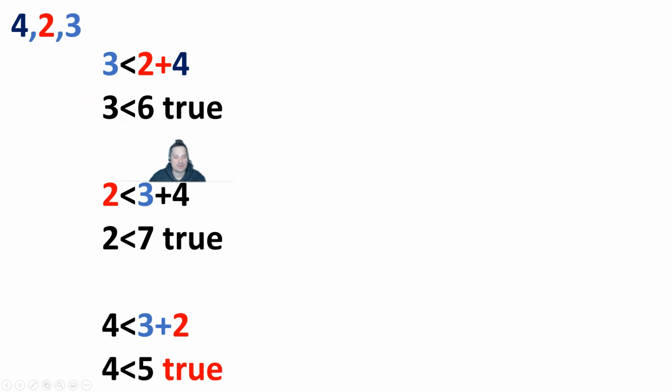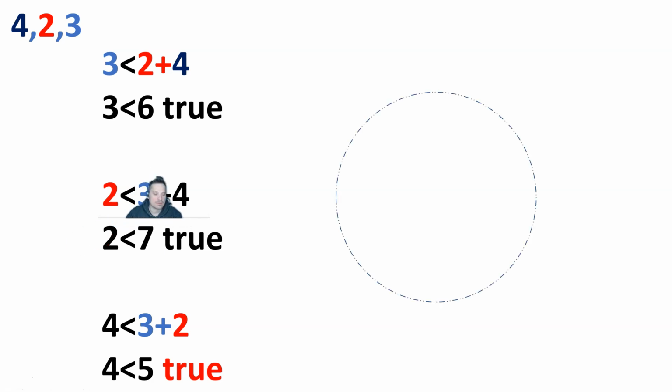So is 2 less than 3 plus 4? Well, is 2 less than 7, since 3 plus 4 is 7. That is also true. Next one. I'll get to the circle in a minute. You'll see why I need that. At the bottom here it says 4 less than 3 plus 2. Well, it's 4 less than 5 really. That is also true. So we have discovered that each of these values in the list here, 4, 2, 3, is less than the sum of the other 2 values.